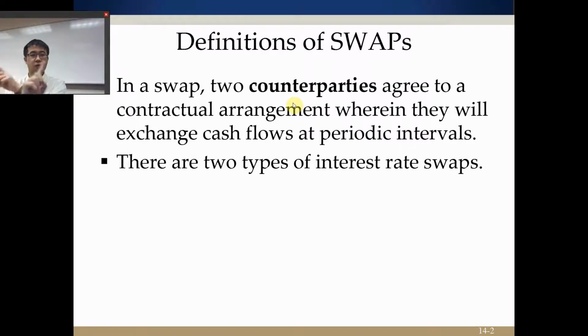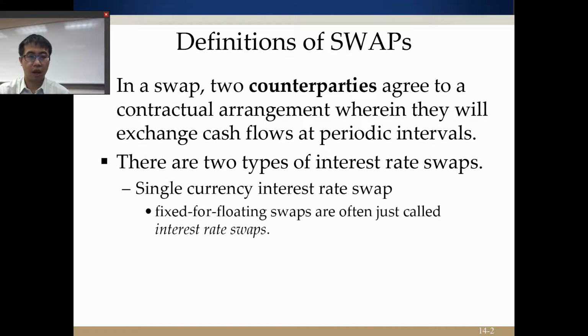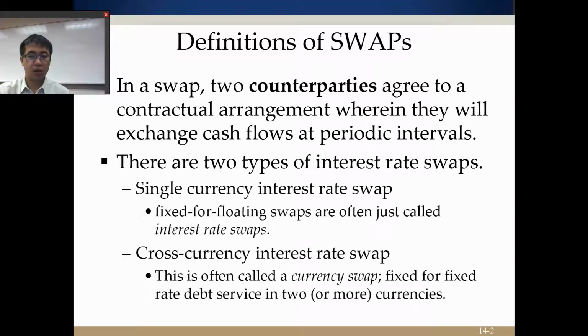Well, we know a swap is a two-party exchange with each other for certain products, and in a swap, two counterparties agree to a contractual agreement wherein they will exchange cash flows at periodical intervals. Okay, and there are two types of international rate swaps. There is a single currency swap, and there is also a cross-currency swap, right?